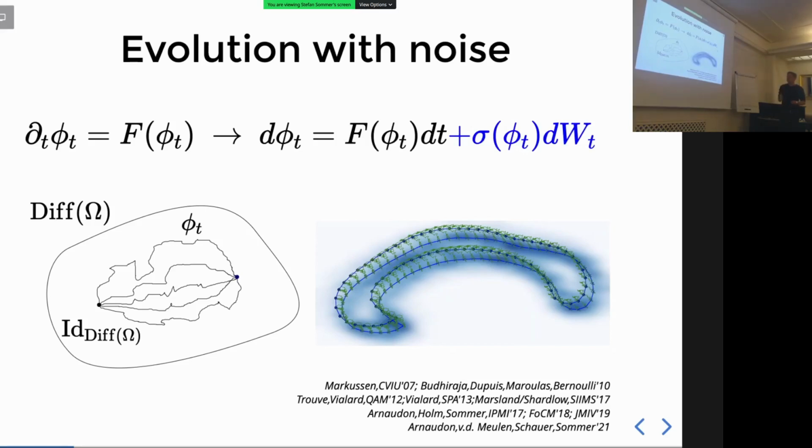This can, for example, happen in evolutionary biology. As time goes by, there are genetic variations in your species, and if you look at the shape of the animal, it will vary stochastically as time goes by.